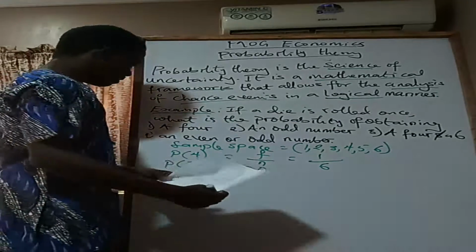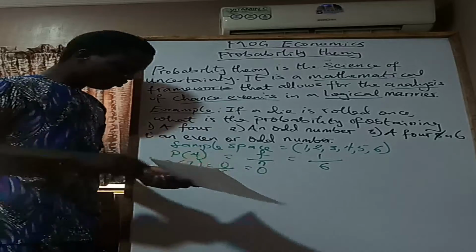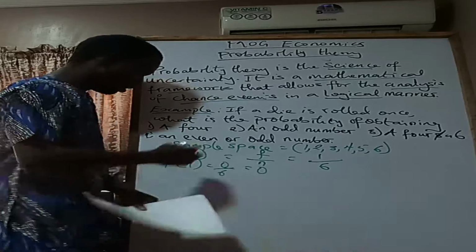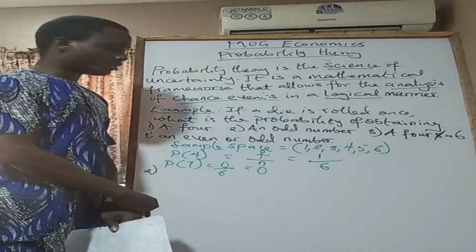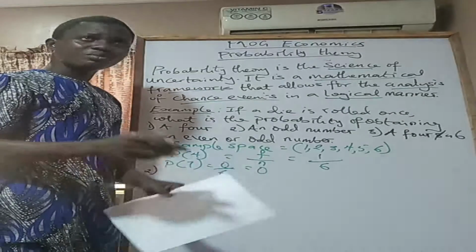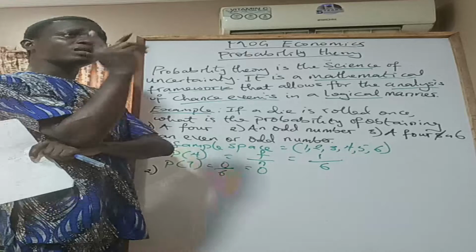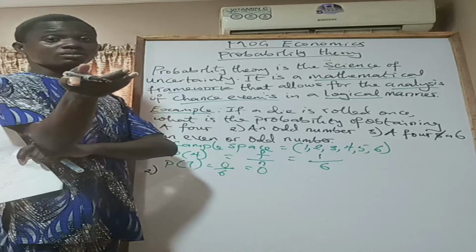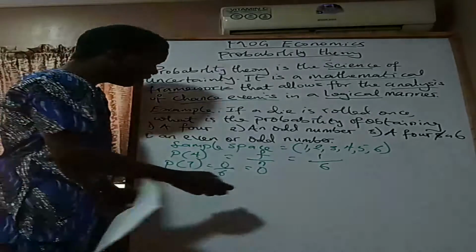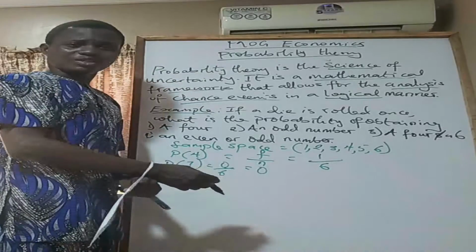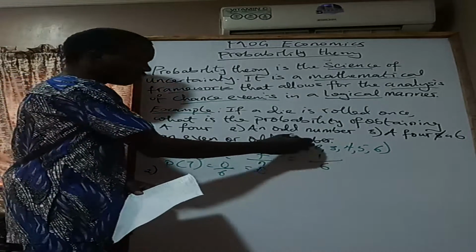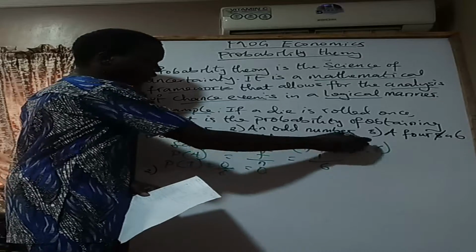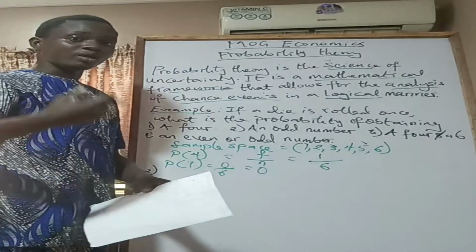Interesting, right? Okay, so an odd number, which is number 2. How many odd numbers do you have in the sample space? Odd numbers are numbers that can be divided by 2 and leave a remainder of 1. Anyways, so we have odd numbers: 1, 3, and 5. So we have 3 odd numbers.